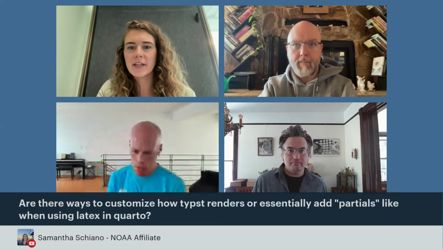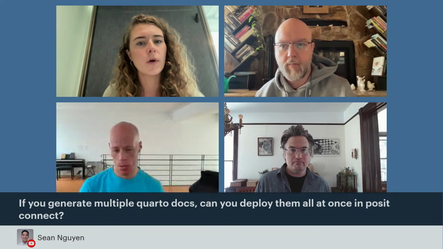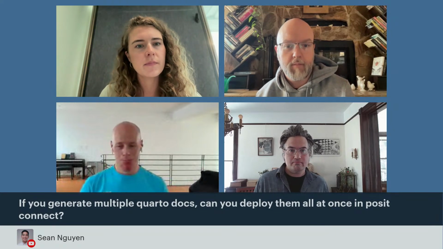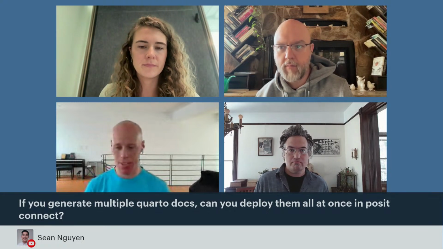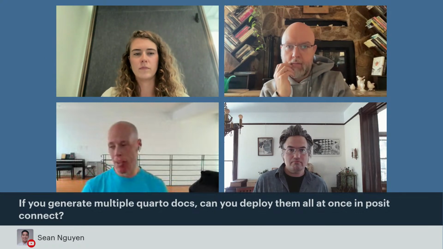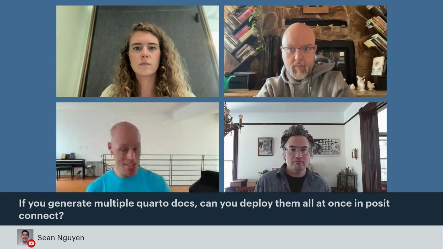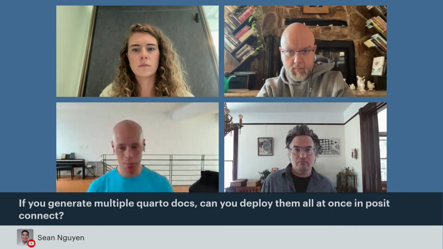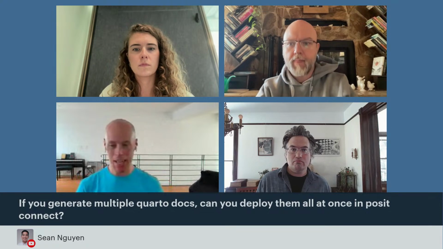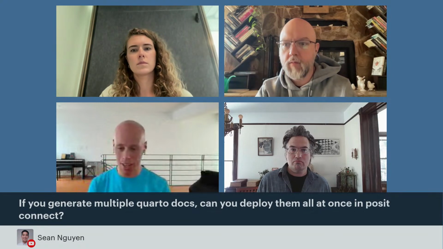I realized this was actually a different question than what we had asked earlier, but Sean had asked, if you generate multiple Quarto docs, can you deploy them all at once in Posit Connect? You probably could. So there is an R package for deploying things to Connect. So there's no reason to think you can't, iteratively have some kind of loop or purrr to render them all to Connect. That probably wouldn't be my recommendation, because you wouldn't want to bulk deploy 200 plus PDFs to Connect, because it then becomes 200 new pieces of content you have to manage on the Connect server.